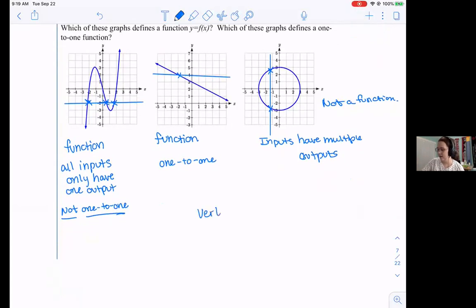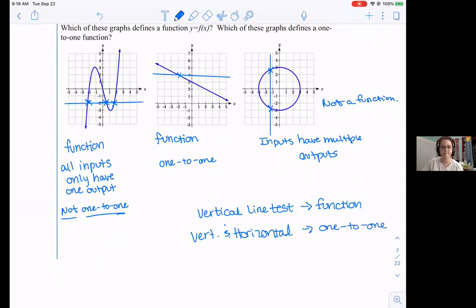So if it passes both horizontal and vertical line test, it is one-to-one. So vertical line test determines if it's a function. It has to pass that in the first place. And then we do vertical and horizontal to check if it is one-to-one. Any questions on that? Any questions about like what the horizontal and vertical line tests are?